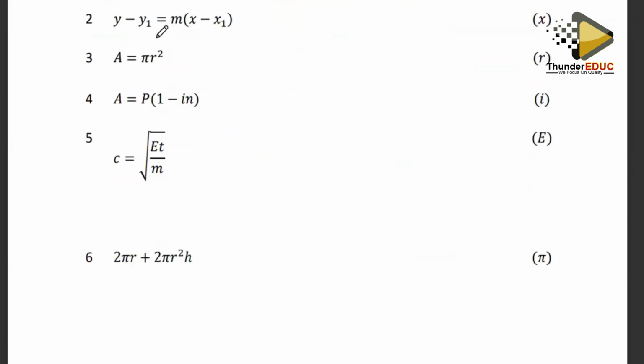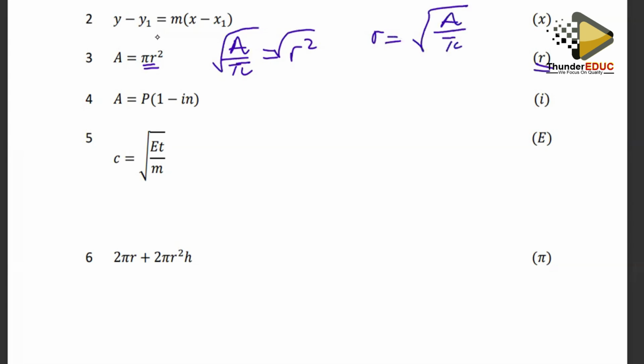And then next we have A is equal to pi r squared. They want us to make r the subject. So since this is a product, we shall have to use division, which means A over pi should be equal to r squared. Let's get the square root on either side, which means r is going to be the square root of A over pi.